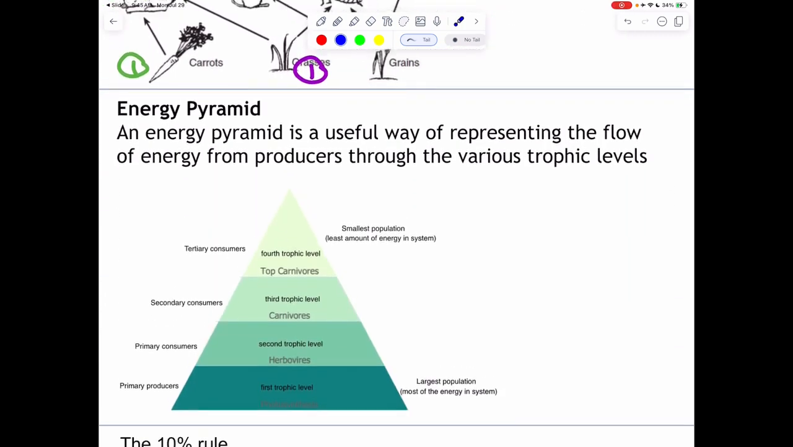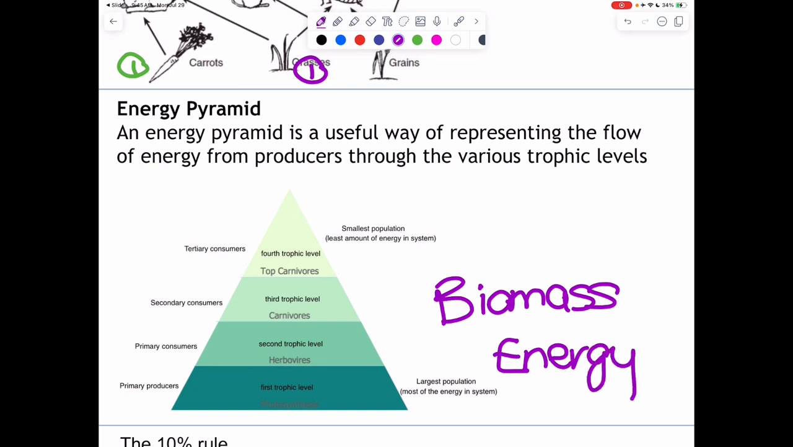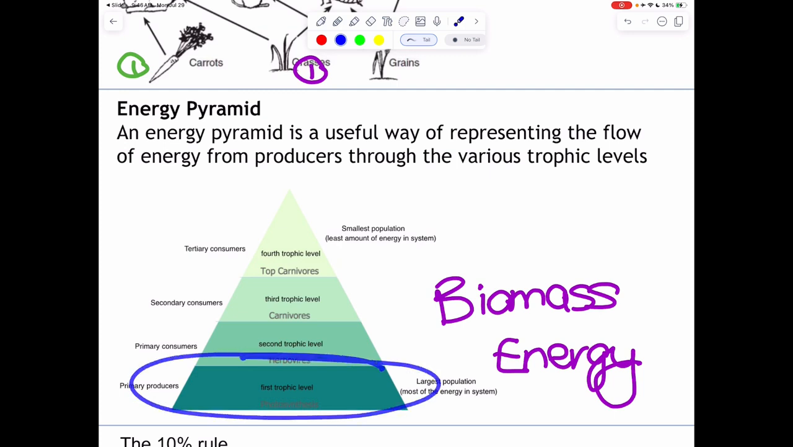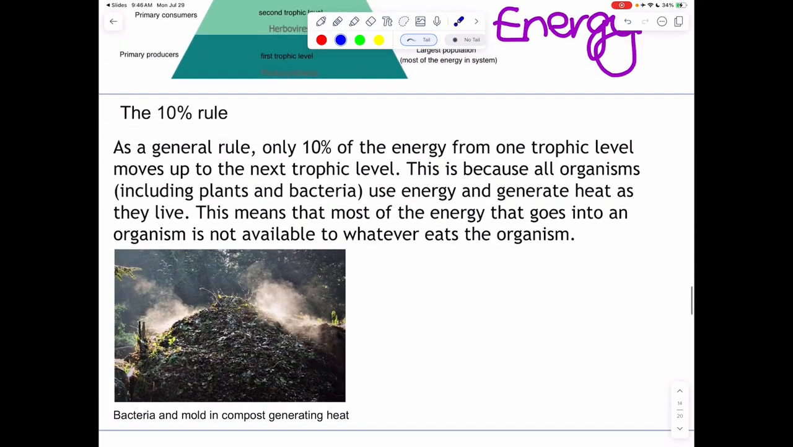Another way we can look at this is through an energy pyramid. These are also going to be on the AP exam most likely. If we look at the bottom, our first trophic level, this is where we have our largest population. So we could be measuring this in terms of biomass, or we could be measuring this in terms of energy. In terms of both of those, we see that most of our biomass and most of our energy in the system is in the first trophic level, and then as it moves up, it's going to become smaller and smaller. Now, this is all because of a big idea in this unit.